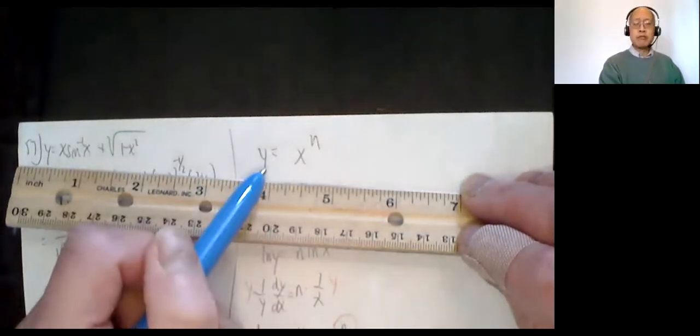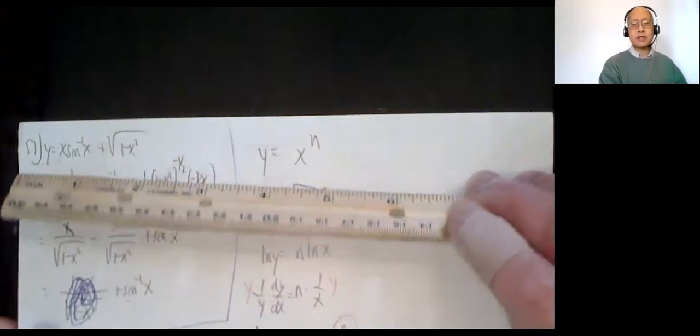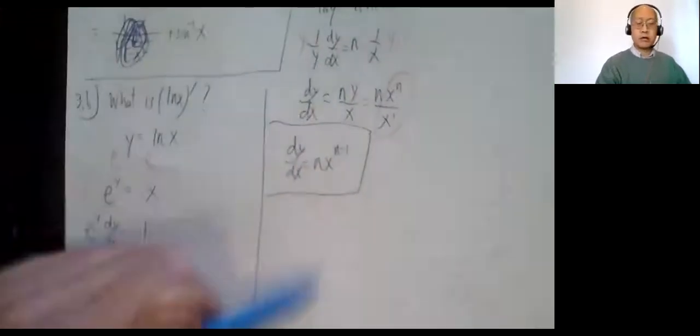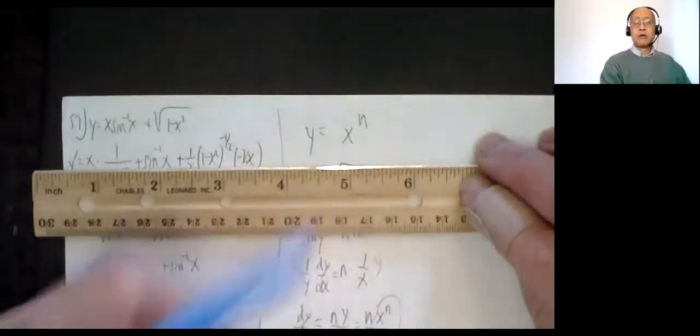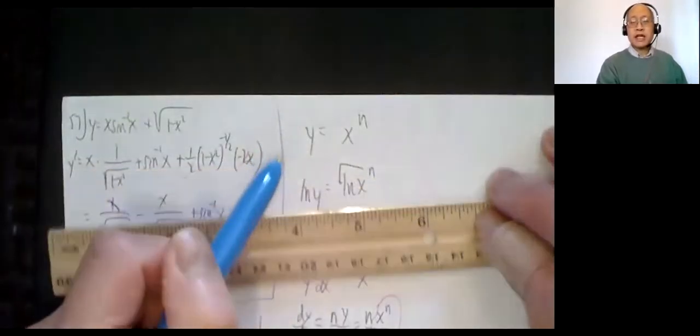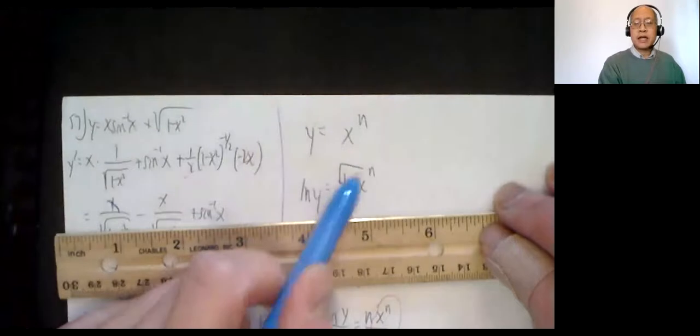Okay, so here's the mini proof of that. Again, you can tune out for a little bit if you wish, since I'm not holding you responsible for this. You are responsible for knowing the result right here. But some of you might want to know, where does it come from? If I take the natural log of both sides, ln y equals ln x to the n.